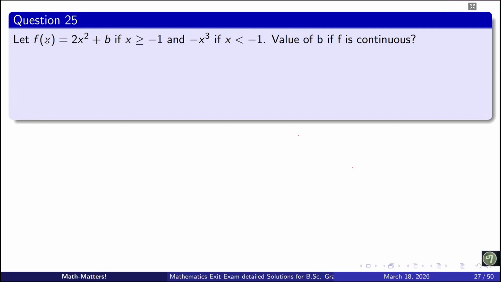Next, let f of x be equal to x squared plus b if x is greater than or equal to 1, and minus x cubed if x is less than minus 1. Then find the value of b if f is continuous. F of x is 2x squared plus b if x is greater than or equal to minus 1, and minus x cubed whenever x is less than minus 1.